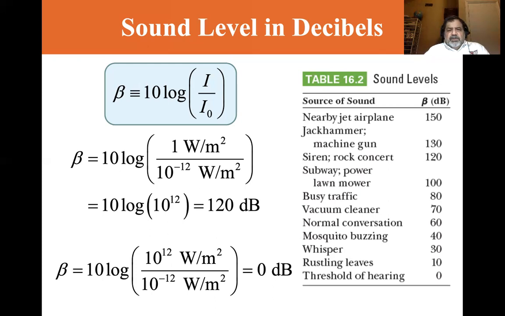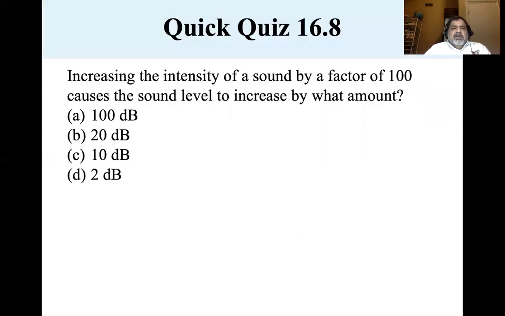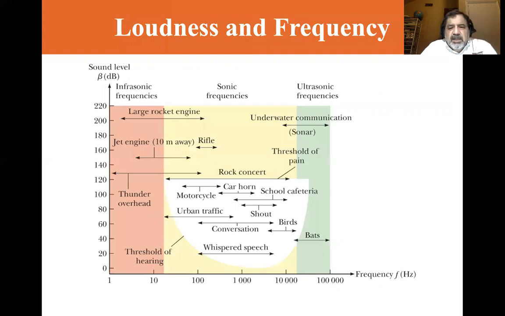Okay, increasing the intensity of a sound by a factor of 100 causes the sound level to increase by what amount? Well, what is 100? It's 10 to the 2. So if you increase it by 10 to the 2, it's 10 to the 2 over 1, the log of 100 is 2, times 10, that's 20 dB. And there you go.